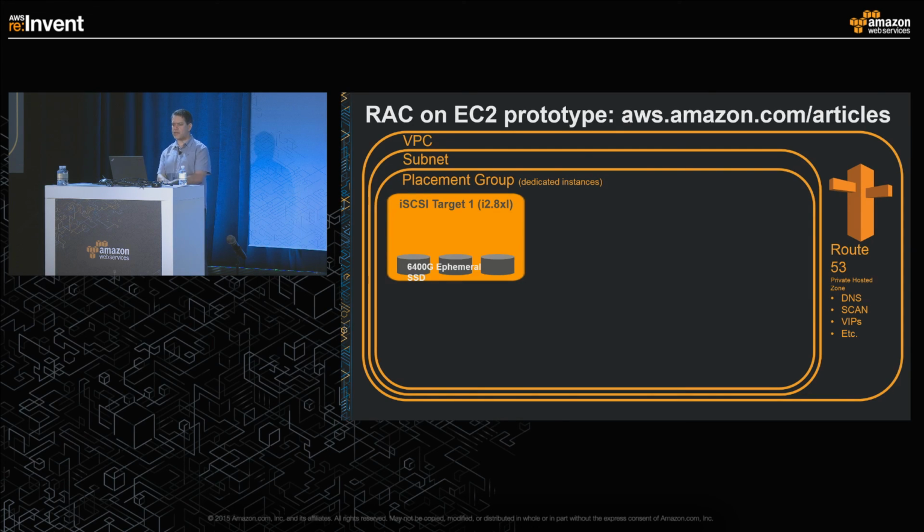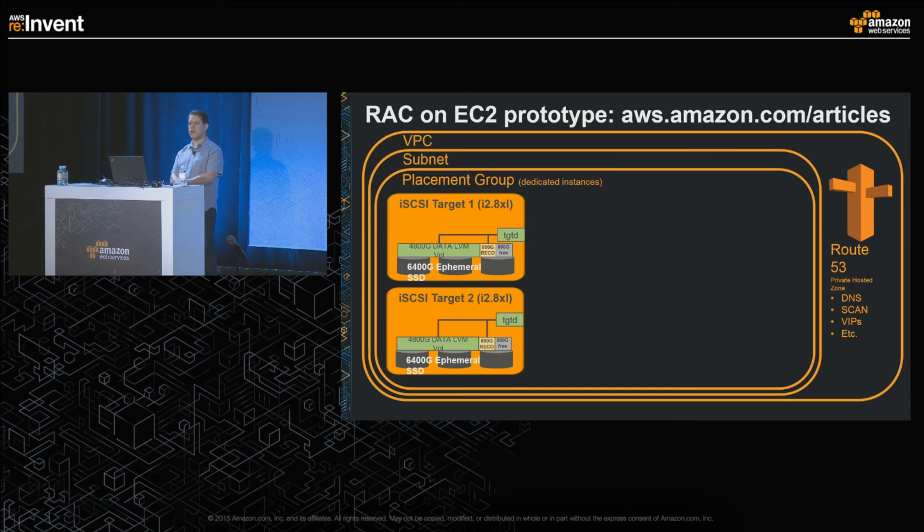Started out by building our iSCSI target, just like I was telling you about, on the i2.8XL, with its 6,400 gig of ephemeral storage. We striped that and made it available to the operating system using LVM, chopped it up into a chunk for a data volume for ASM, a recovery area volume, and left about 800 gig free. We served all this up using iSCSI target software, targetd, the daemon software for iSCSI. Then we created a second one for redundancy, as we talked about before.